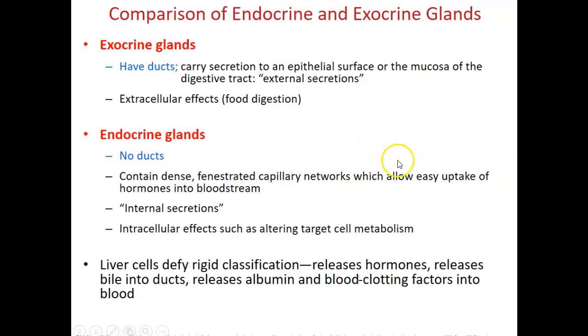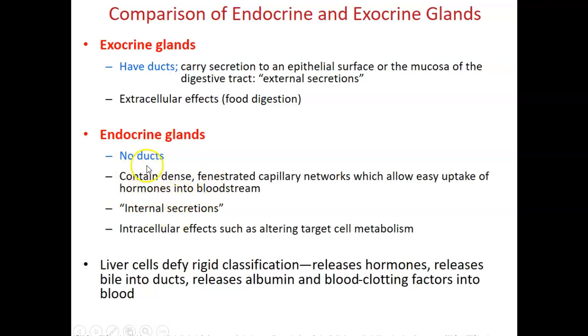There are two types of glands: one is the exocrine gland, and the other one is the endocrine gland. Endocrine glands have no ducts. Exocrine glands have ducts that can carry the secretion to the epithelial surface. Examples of exocrine glands are the sweat glands and sebaceous glands in the integumentary system. There are many endocrine glands in our body: thyroid, pineal gland, pituitary gland.